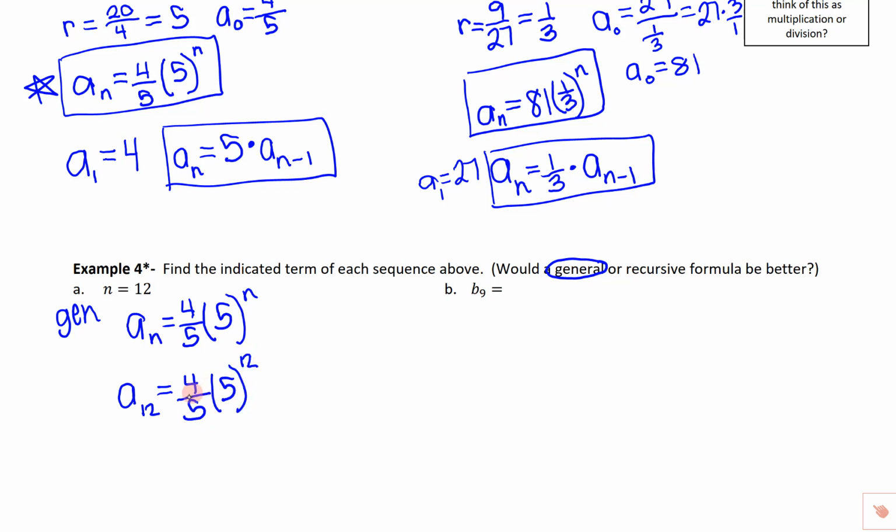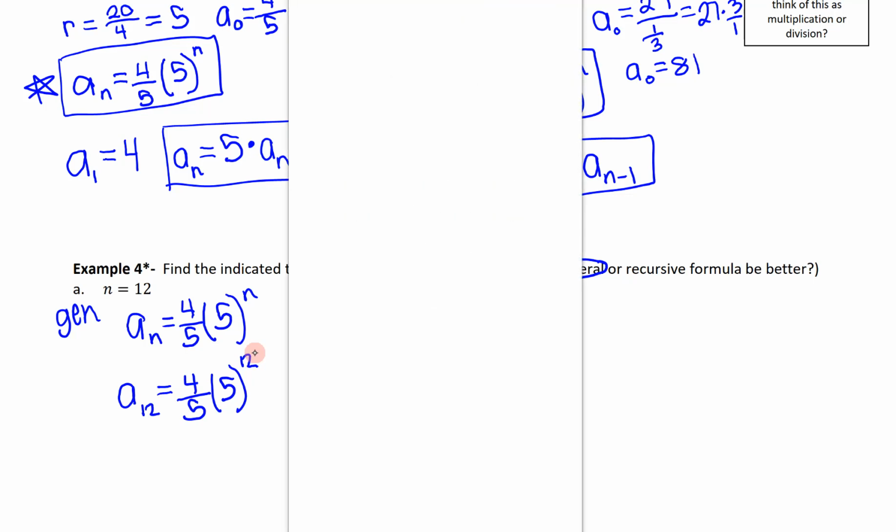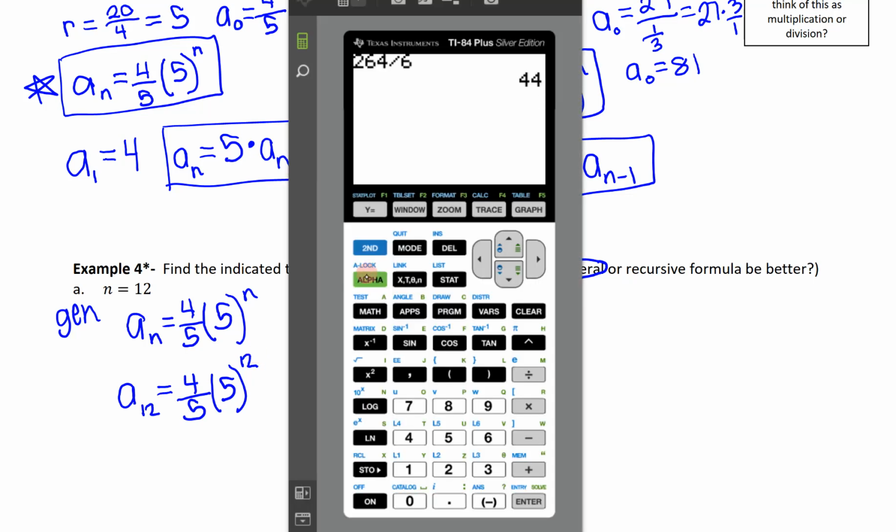So I would just plug it into my calculator just like that. Do 4/5 and do parentheses, and your calculator will know order of operations if you plug it in just like that. So I'm just bringing up my calculator. Okay, so if we do 4/5 times 5 to the 12th, we get a really large number.